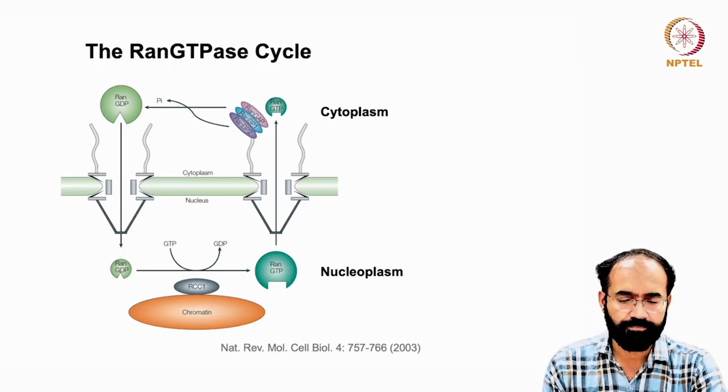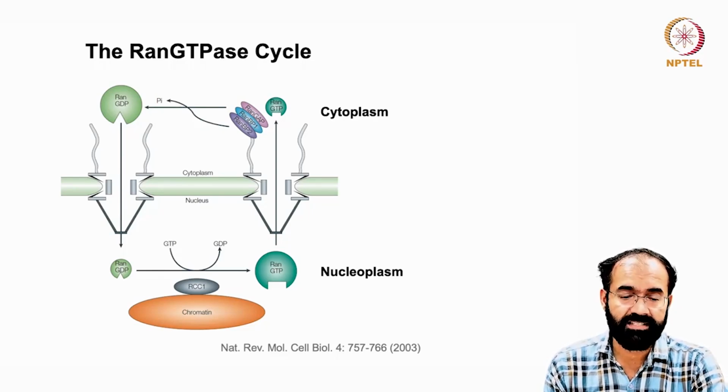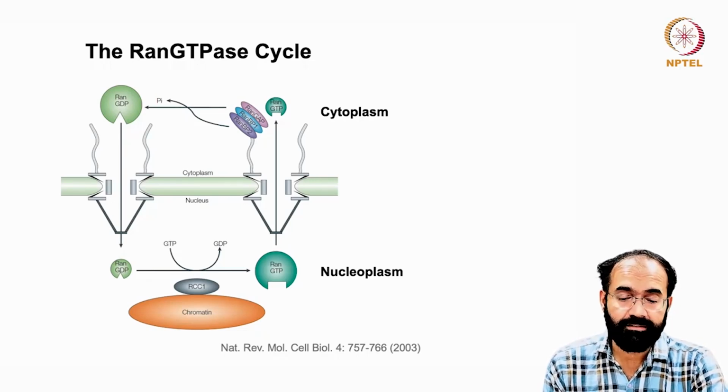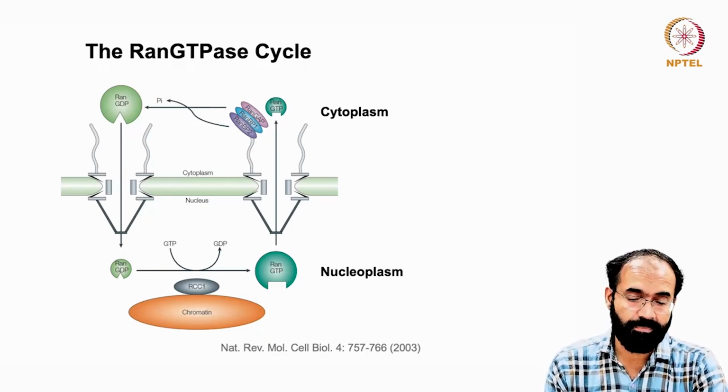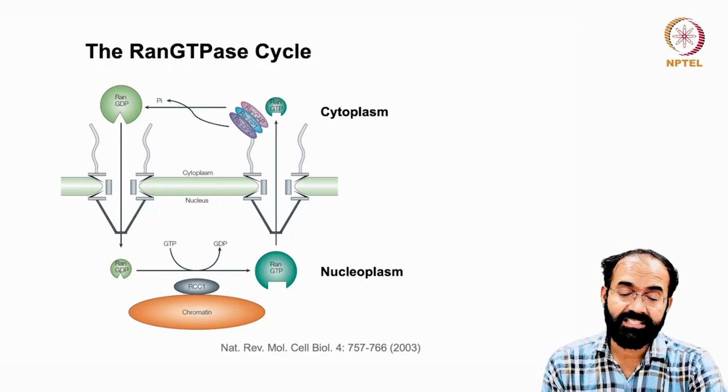So what happens when RAN GDP is here, it will have more in the cytoplasm, it will have a tendency to move to the nucleoplasm. In the nucleoplasm, what happens? The RAN GDP catches hold of GTP and it will get converted into RAN GTP. So again the GTP donates its phosphate group to the GDP and it becomes GTP, and you have a higher concentration of RAN GTP, and this RAN GTP will be utilized for the nuclear export.